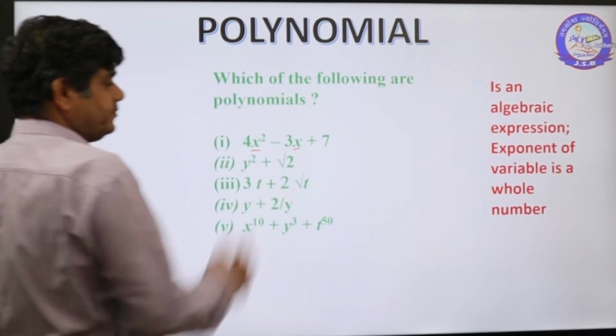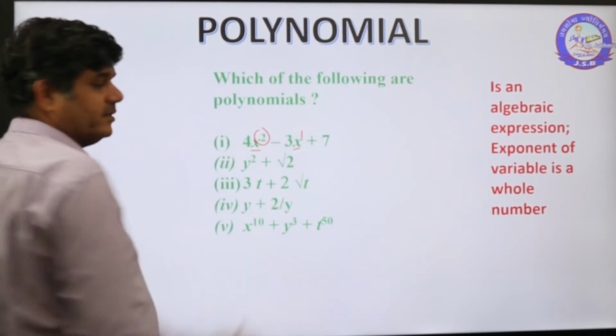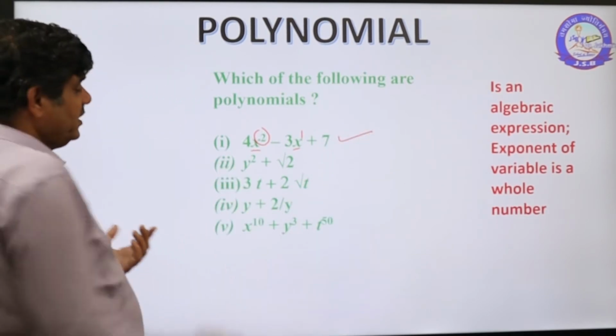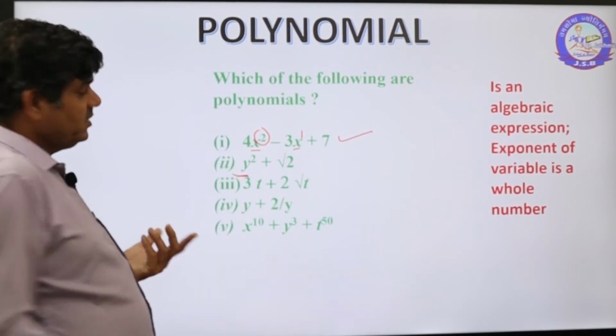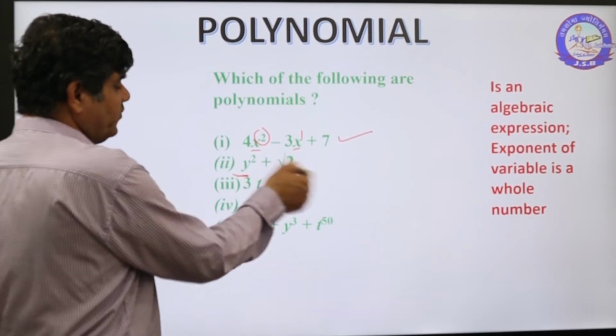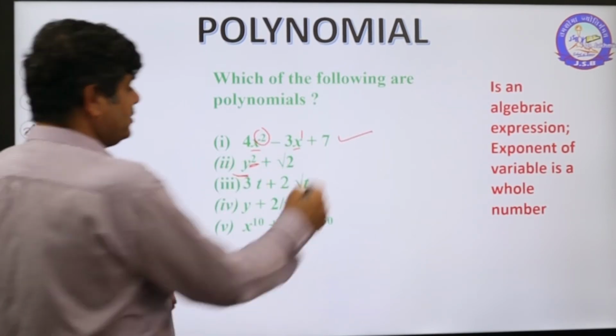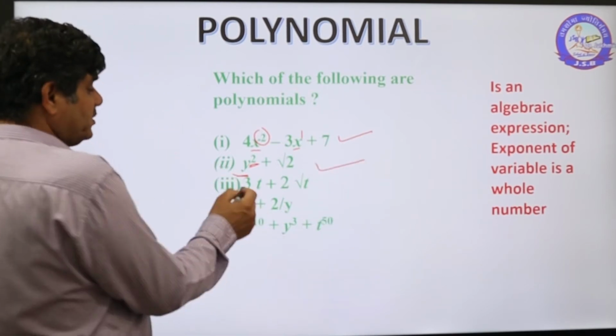Variable is x here. Exponent is 2 and 1. They are real numbers. So answer is yes. Here variable is only y. This is root sign on 2. There is no variable here, so I am not concerned with that. This is 2 here. It's a whole number. So yes. 3t, it's 1.